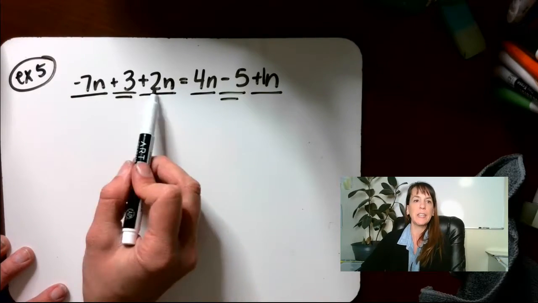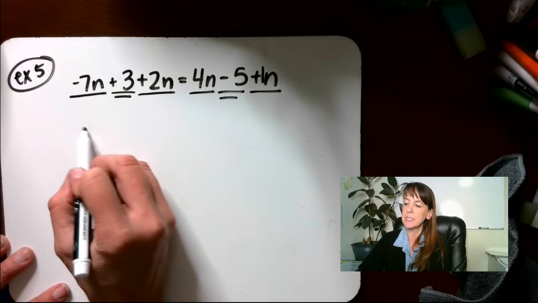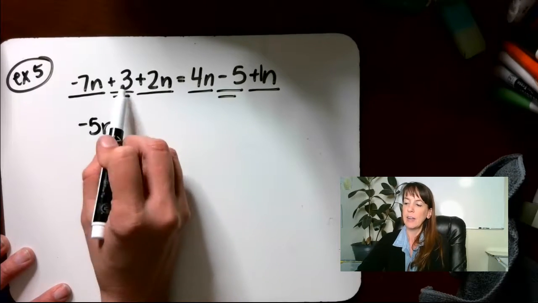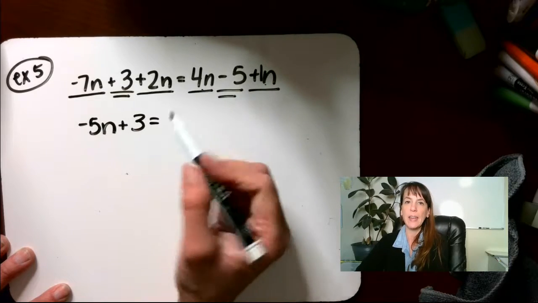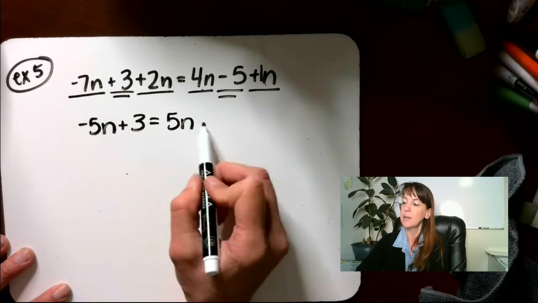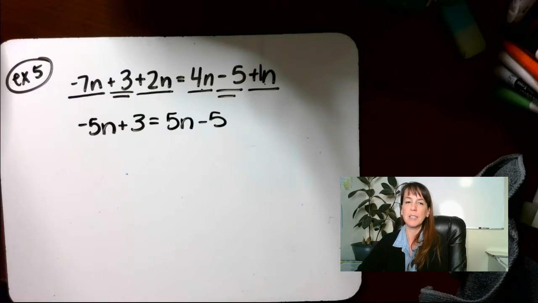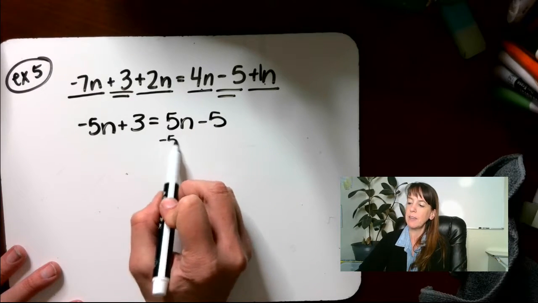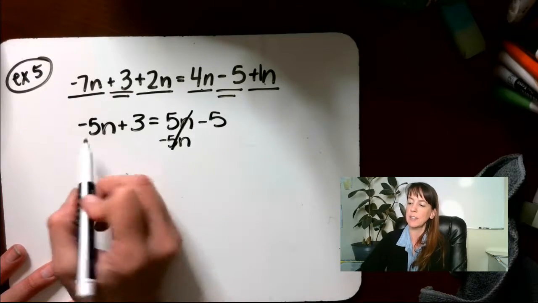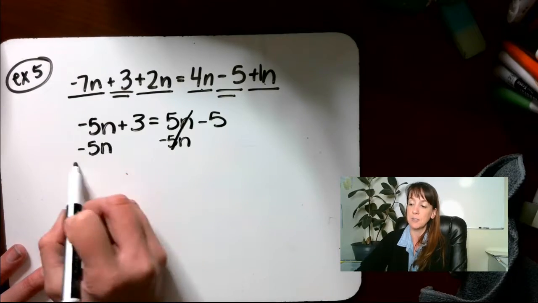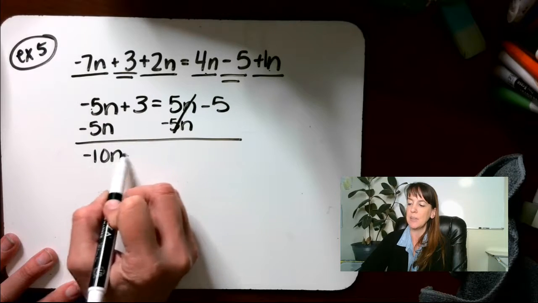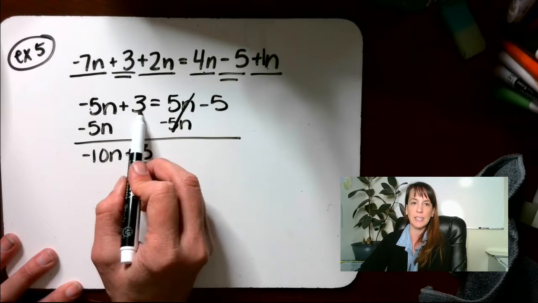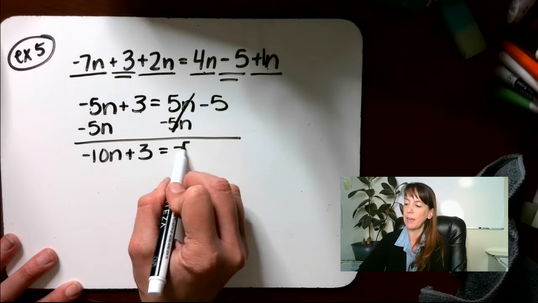So let's group over here. Negative 7 and 2 is negative 5n. Bring down our plus 3 equals 4n and 1n gives me 5n minus 5. I'm going to go ahead and minus 5n from both sides. Cancels out here. What I do to one side, I need to do to the other. Negative 5n is negative 10n plus 3 that I'm bringing down equals negative 5.